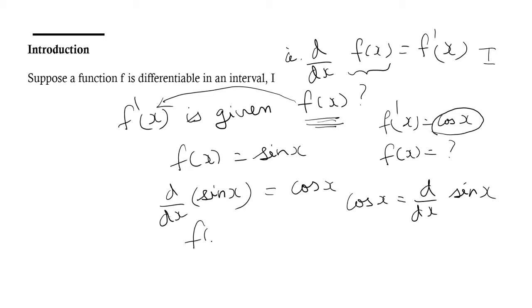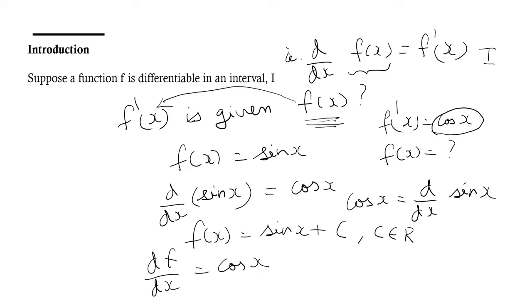Let us take another example. Let f of x be equal to sin x plus some constant c, where c is a real number. Now what is the derivative of f of x? The derivative of f of x is again cos x, because the derivative of a constant term is 0. Hence, when we are finding the antiderivative or integral, we have to write integral cos x dx is equal to sin x plus c.